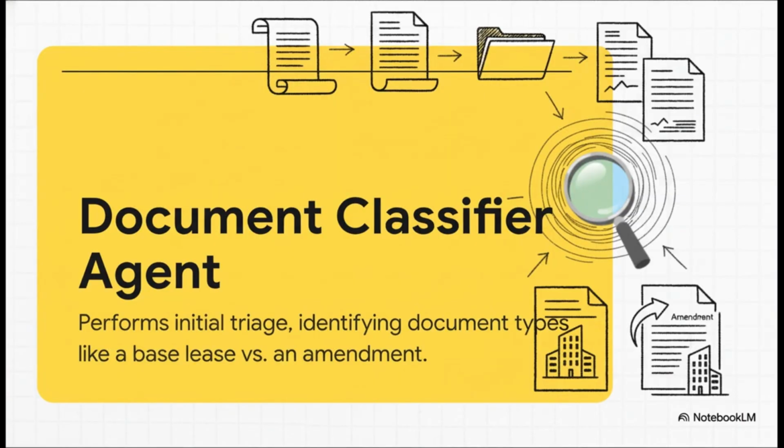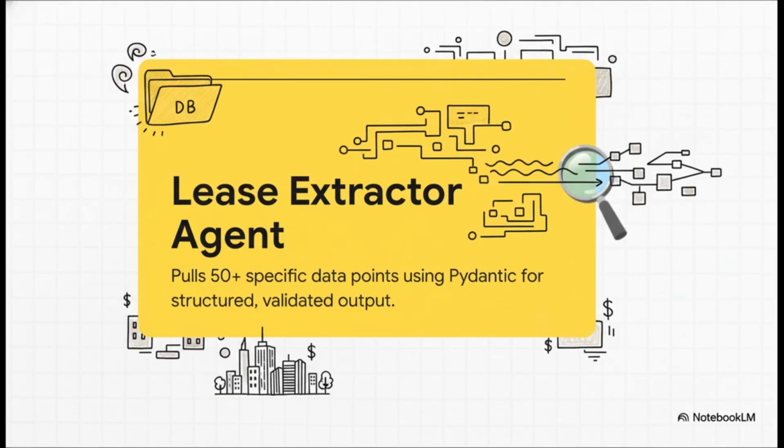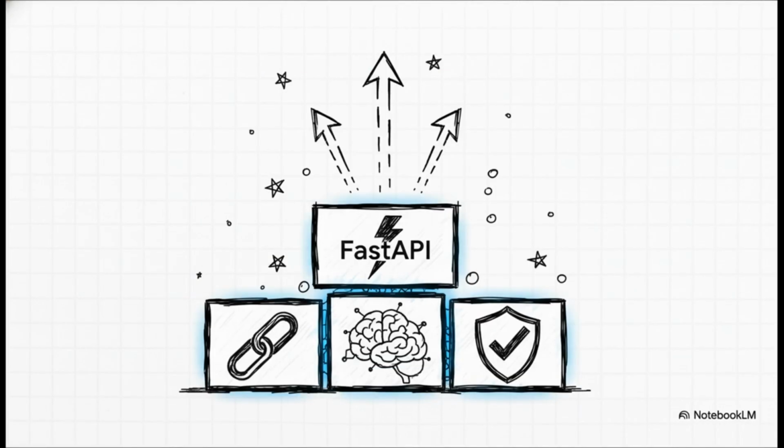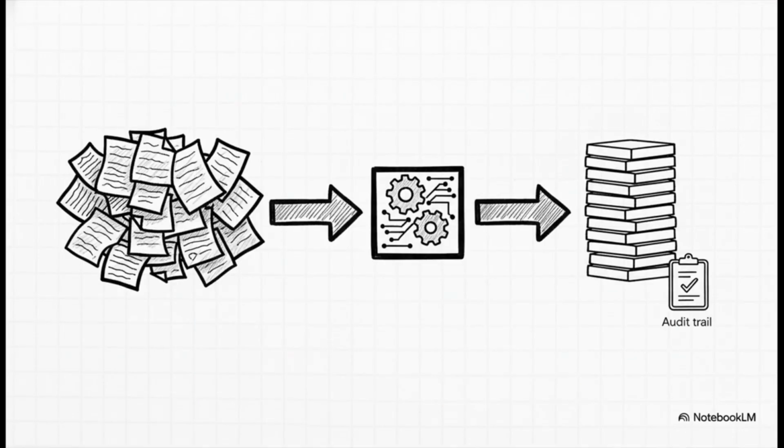First up is the classifier. Its job is to figure out what kind of document it's looking at. Next, the extractor agent gets to work, pulling out all those 50-plus data points with incredible accuracy. And finally, the conflict detector steps in to find any contradictions between the lease and its addendums. This whole thing runs on a really solid modern tech stack, so you know it's reliable and scalable. The final output is standardized, ready-to-use data with a full audit trail for compliance.